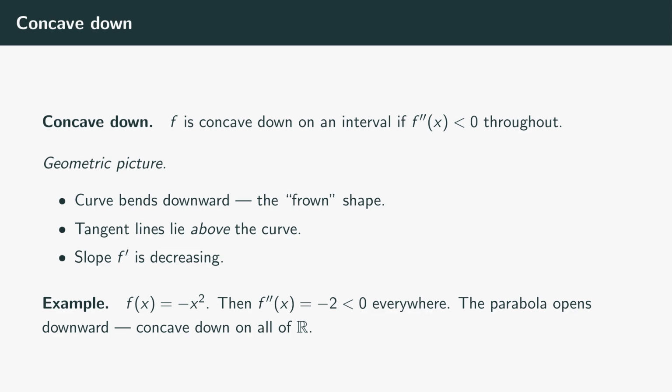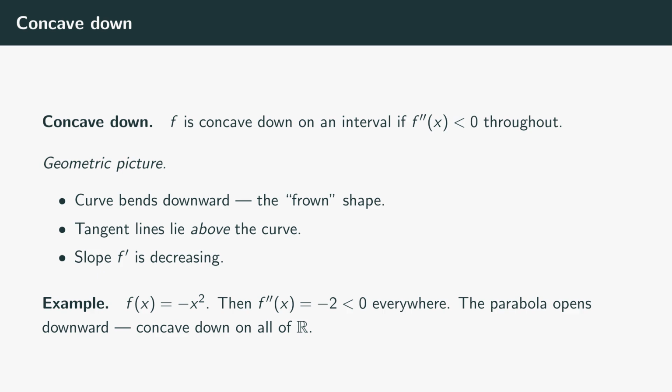Concave down is the mirror image. f is concave down on an interval if f double prime is negative throughout. Geometrically, the curve bends downward: a frown, an arch, an upside-down bowl that doesn't hold water. Tangent lines lie above the curve, and the slope f prime is decreasing, getting more negative or less positive as x increases. Canonical example, f of x equals minus x squared, second derivative is minus 2, negative everywhere. Parabola opens downward, concave down on all of the real line.